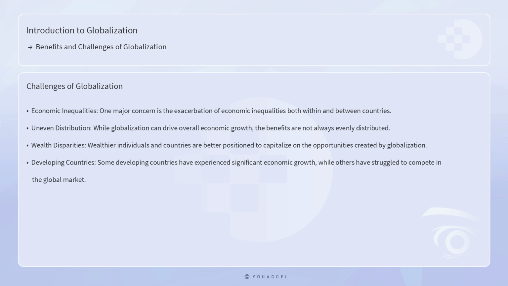Despite these benefits, globalization presents several challenges that need to be addressed. One major concern is the exacerbation of economic inequalities both within and between countries. While globalization can drive overall economic growth, the benefits are not always evenly distributed. In many cases, wealthier individuals and countries are better positioned to capitalize on the opportunities created by globalization, while poorer individuals and countries may be left behind. For example, while some developing countries have experienced significant economic growth due to globalization, others have struggled to compete in the global market, leading to increased income disparities.